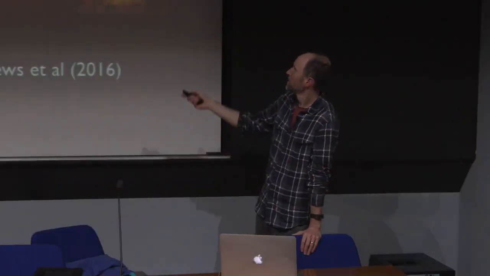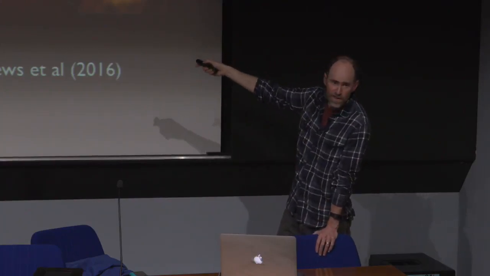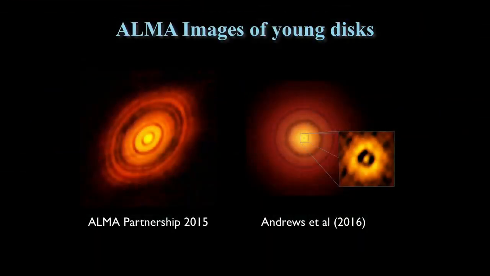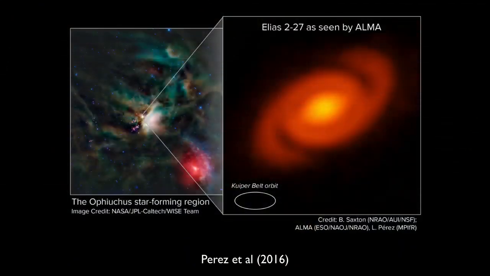And this is another one, TW Hydra, and it's even able to zoom into the very innermost parts. It looks like there's a little mini cavity in the very innermost parts of the disk, on the scale of Earth's orbit around the sun. And in some cases, some disks are seen to have spiral structure, and they look cool.